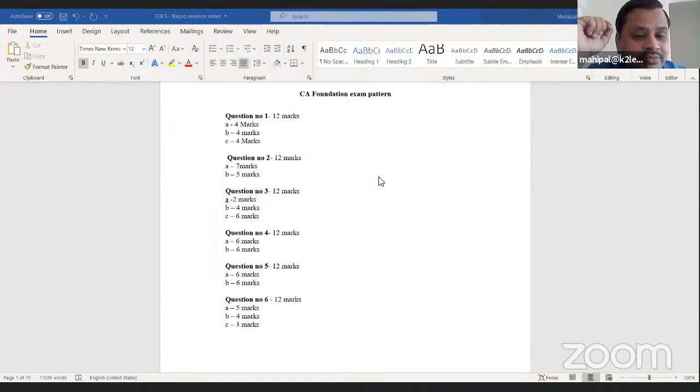Define partnership. Very simple, straightforward. Again, they are looking for technical terms. Persons who have agreed to share the profits of the business carried on by all or any one of them acting for all. This 'carried on by all, any one of them acting for all' — those are the critical terms.